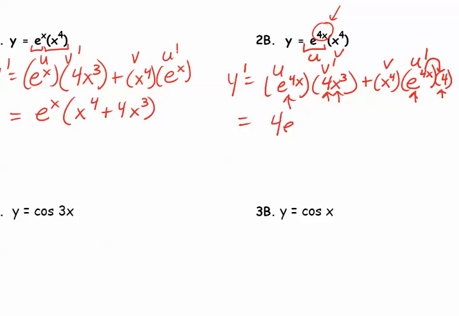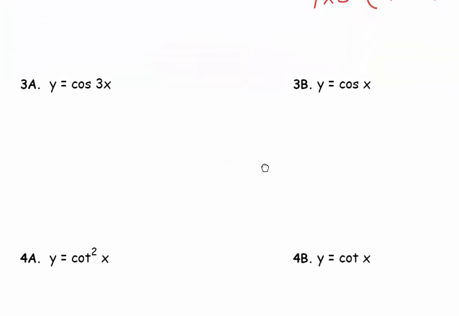So 4x cubed e to the 4x can come out of each term, and from the first term all that's left is a 1. From the second term what's left is an x. There, I think I did that correctly. All right, let's take a look at question 3.